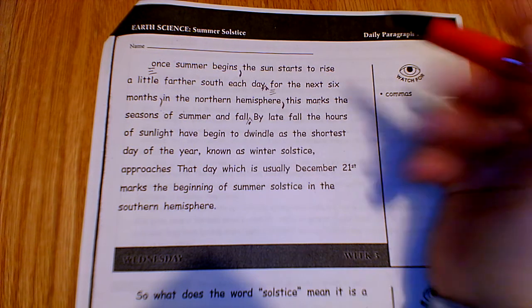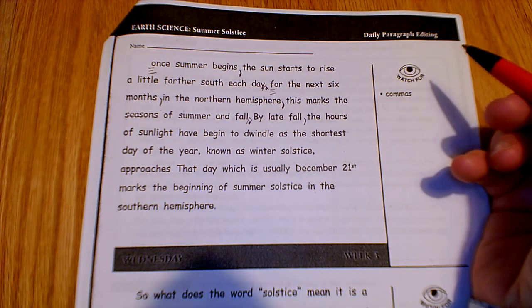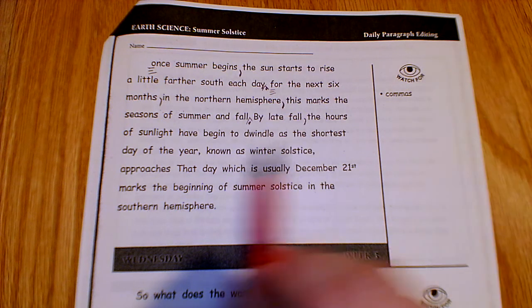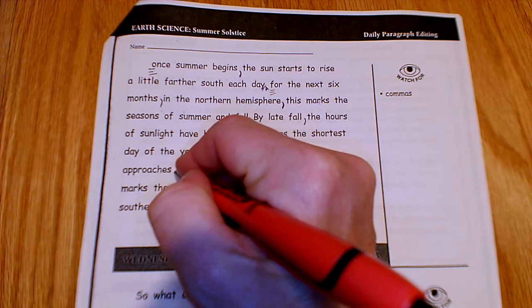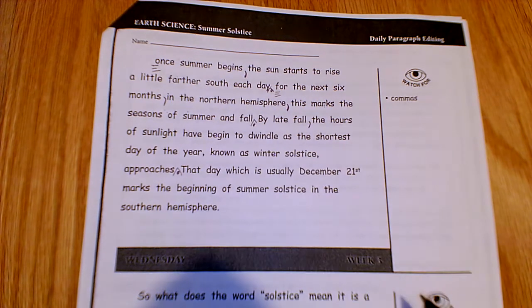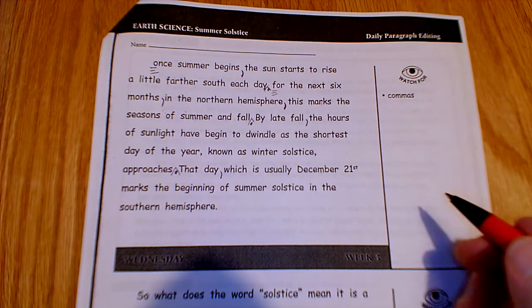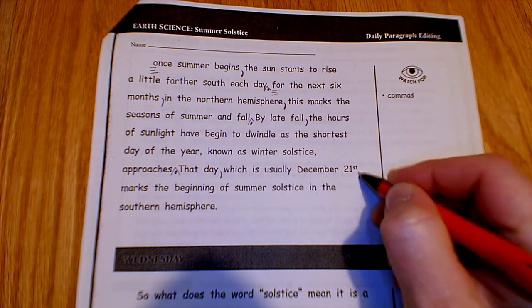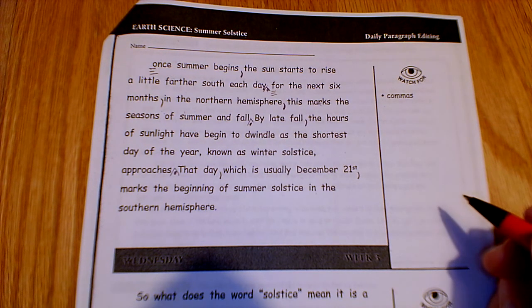By late fall, comma, the hours of sunlight have begun to dwindle as the shortest day of the year, known as winter solstice, approaches, period. That day, comma, which is usually December 21st, comma, marks the beginning of summer solstice in the southern hemisphere.